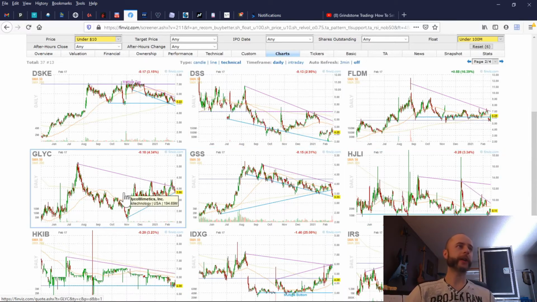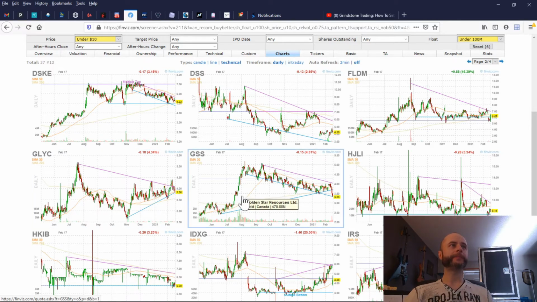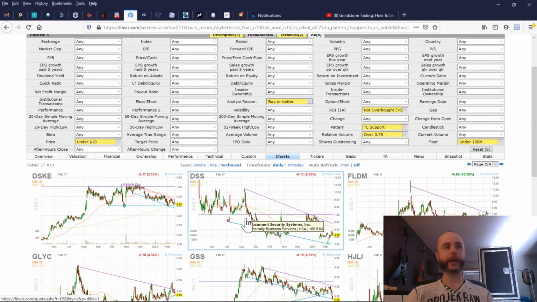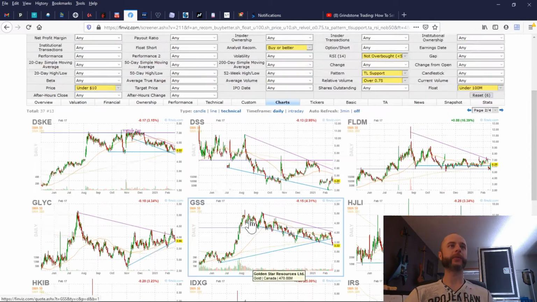DSS, HJLI, GLYC, which, in fairness, and I'm going to get to this in a bit, I called out up here because I thought it was breaking out of this trend when it was not, and now we've got a nice healthy pullback to 50 SMA, which I should have waited for, because today, this right now, is the time to buy it. But we'll get to that. I'm going to show you guys a couple of wins and a couple of losses and what exactly happened here.